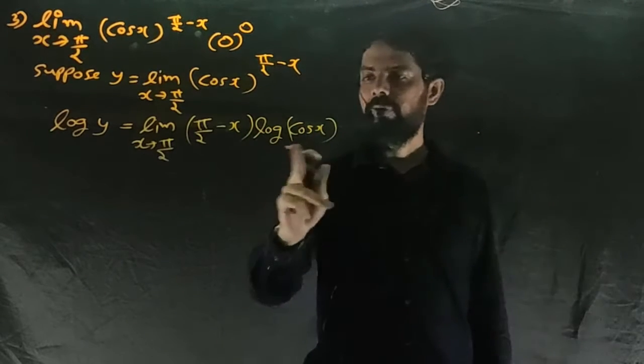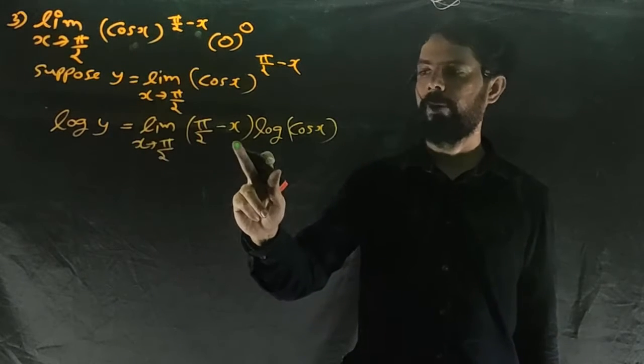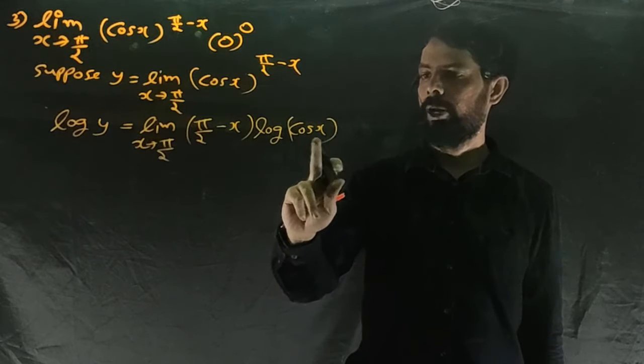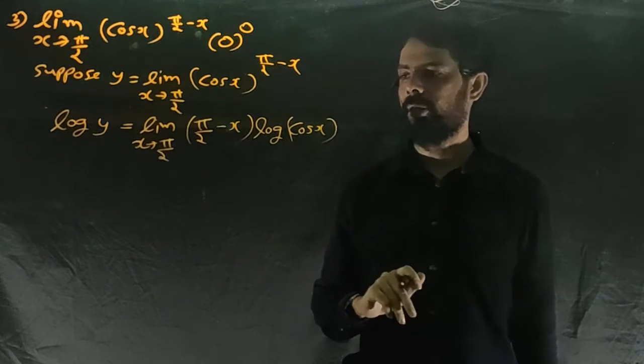Now we will check the form of this. So if we replace x by pi by 2, then here pi by 2 minus pi by 2 will be 0, and cos pi by 2 is also 0, and log 0 is infinity.